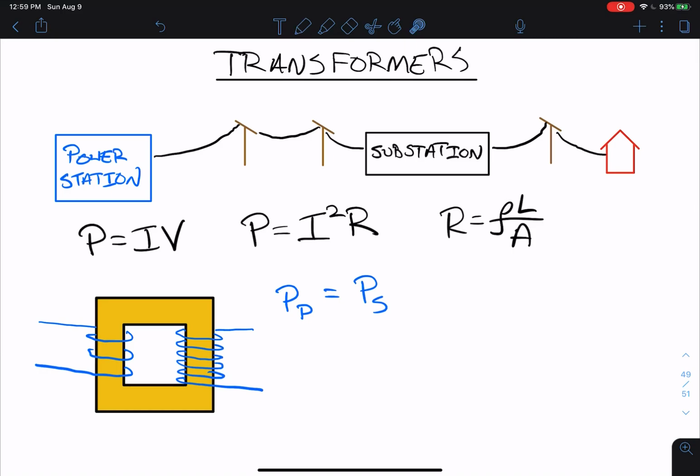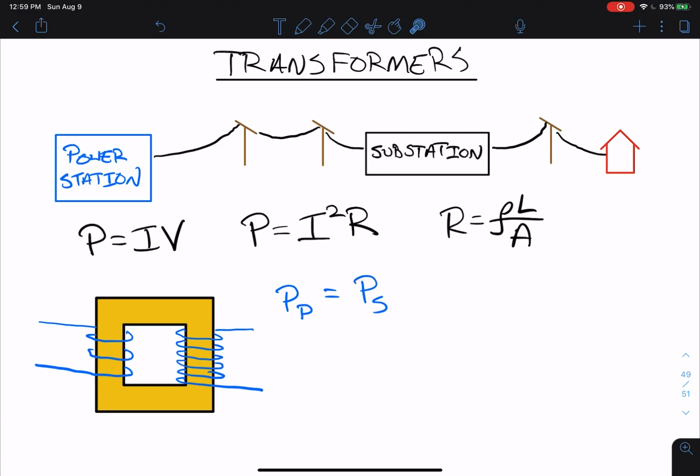Now, I want to be clear. As I've drawn it, either set of loops could be the primary and the other one would be the secondary. The primary is defined by which one is bringing energy into the system. One set of loops is bringing energy into the system, into the transformer, and the other one is taking it away. And ideally, all of it is taken away by the secondary. So energy comes in via the primary, and it all leaves via the secondary.